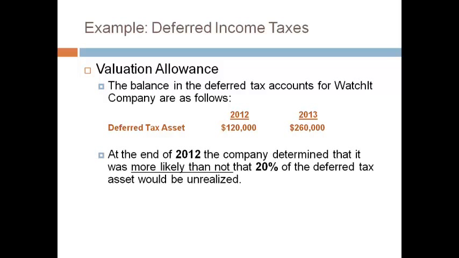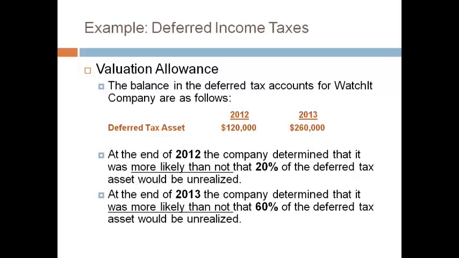At the end of 2012, the company determined it was more likely than not that 20% of the asset would give future benefit. This means that it is necessary to have a valuation allowance for 20% of the deferred tax balance of $120,000 or $24,000.